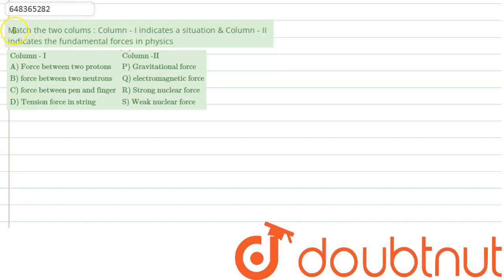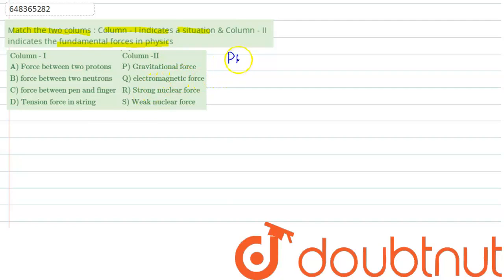Hello everyone, we have a question here. The question says match the two columns. Column 1 indicates situation and column 2 indicates fundamental forces in physics. So we have to match the two columns where column 1 has different scenarios or situations and column 2 has four fundamental forces in physics.